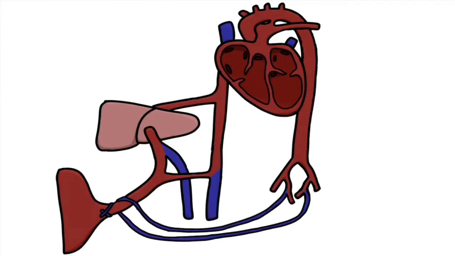So next we have a diagram that represents the fetal circulation. You can see it's a little bit more complicated, and that's because the objective of the fetal circulation is to take blood to the placenta instead of the lungs to get rid of those waste products and to pick up oxygen and nutrients. So let's label this diagram.